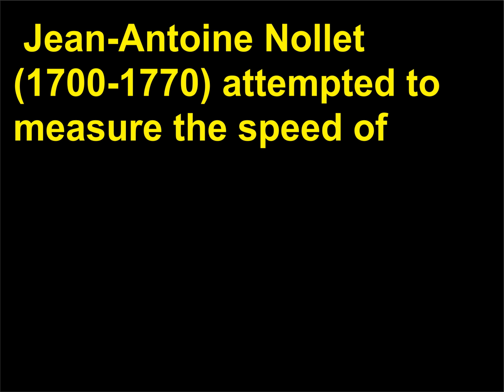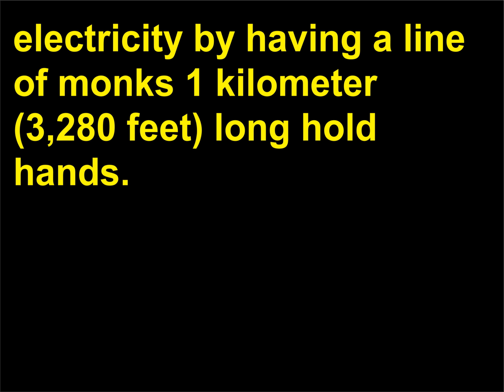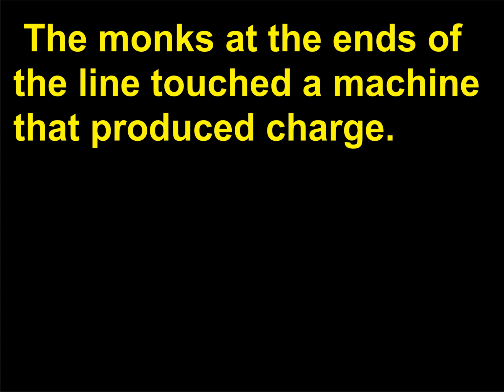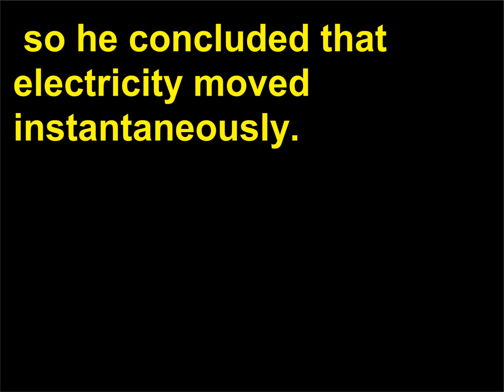Jean-Antoine Nollet, 1700 to 1770, attempted to measure the speed of electricity by having a line of monks 1 kilometer, 3,280 feet, long hold hands. The monks at the ends of the line touched a machine that produced charge. They all jumped simultaneously when they felt the painful shock. So he concluded that electricity moved instantaneously.